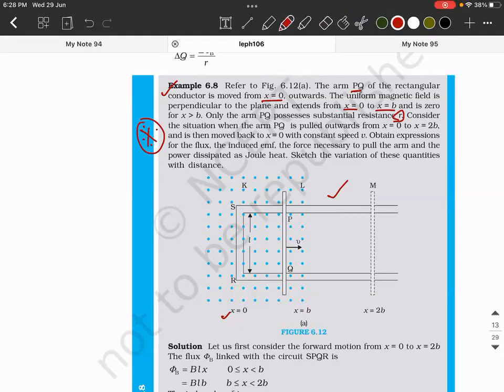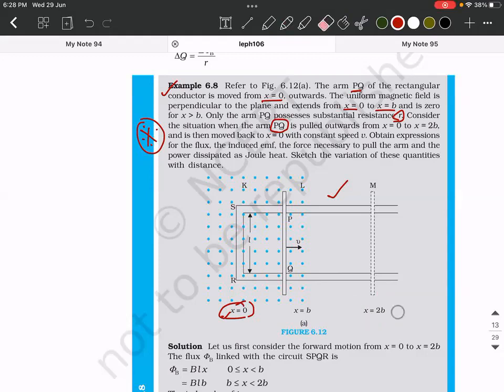Okay, what are we supposed to find? Consider the situation when the arm PQ is pulled outwards from x is equal to 0 to x is equal to 2b, and then it is moved back to x is equal to 0 with the same constant speed v. This is where the challenge comes. Now our job is to obtain the flux, induced EMF, force necessary to pull the arm, and the power dissipated as joule heat, and you need to sketch the variations of all these quantities with the distance.